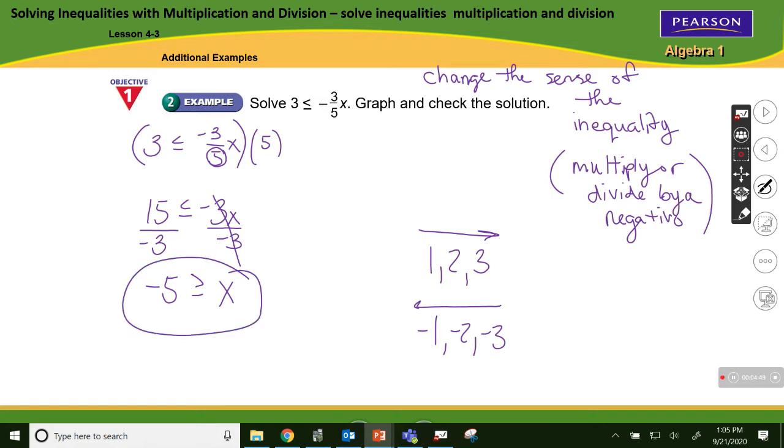So they want us to graph and check this, so we're going to do a number line. 0 is here.